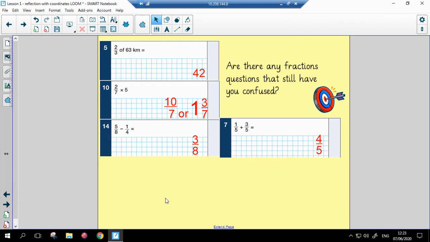And here are our answers. If you're having any problems with fraction questions, you can always email your teacher and ask if they could help you to solve the problems that you've got. But I'm thinking probably lots of you are getting now super confident with these sorts of questions because we've been practicing them so often. Well done if you are.